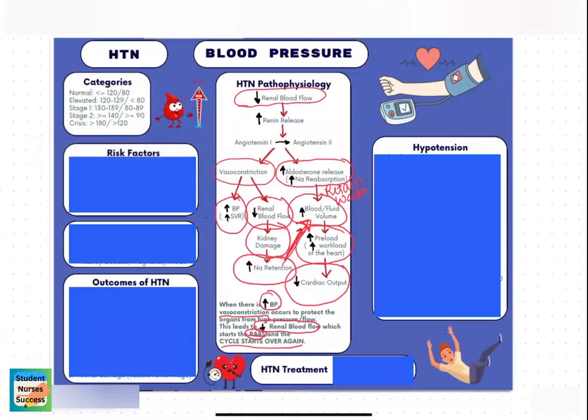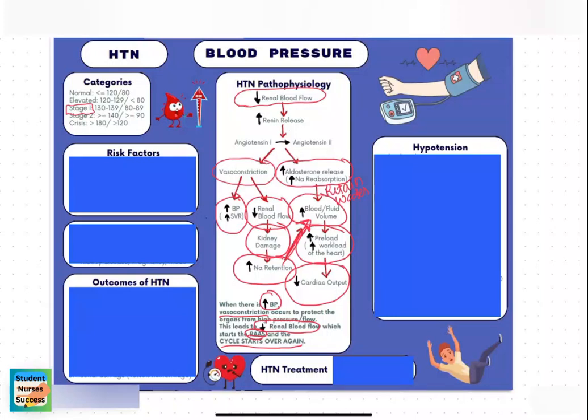Now let's talk about the classification of high blood pressure. High blood pressure is in different categories, and we use this to help us streamline treatment. Normal blood pressure would be less than or equal to 120 over 80. If you're in the elevated range, you're 120 to 129 over a diastolic of less than 80. When you enter what we consider stage 1 hypertension, your blood pressure is between 130 to 139 over 80 to 89. Stage 2 is greater than or equal to 140 over greater than or equal to 90, and a crisis is greater than 180 over greater than 120.